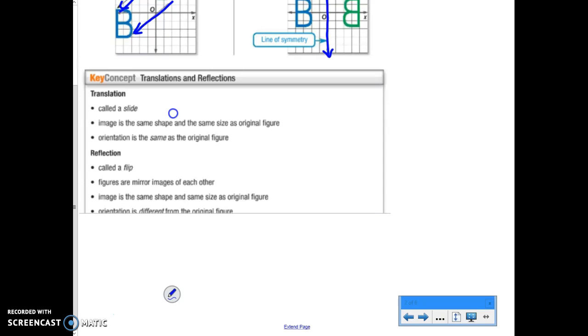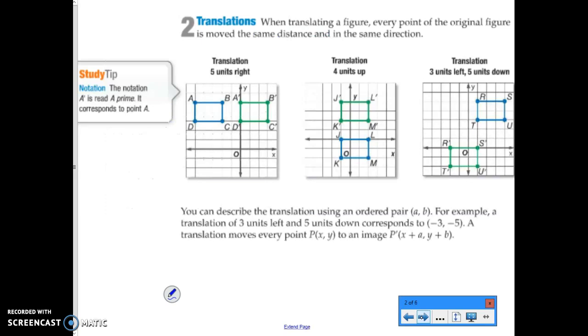It's when the image, or that shape, stays the same, and the orientation is the same as that original figure as well. The reflection, again, remember it's called a flip, and it's a mirror of those images of each other. It says the image is the same shape and same size as the original figure, and the orientation is actually different from the original figure. So let's take a look. We'll talk a little bit more about translations.